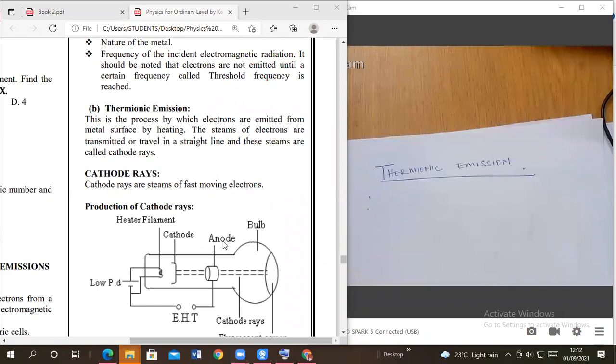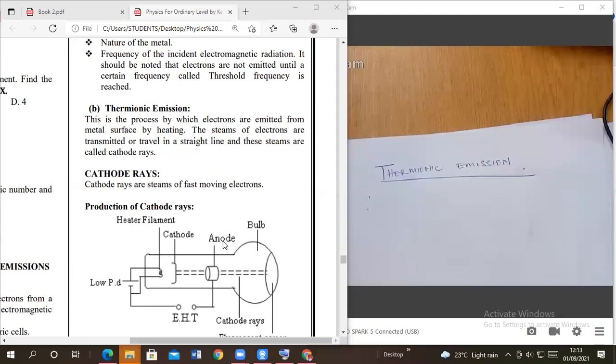Heating. What's heating? It is the process of increase in temperature. Increase in temperature, either by using fire or electricity or anything. So heating is the process by which the temperature of an object is increased. That object now is the metal.